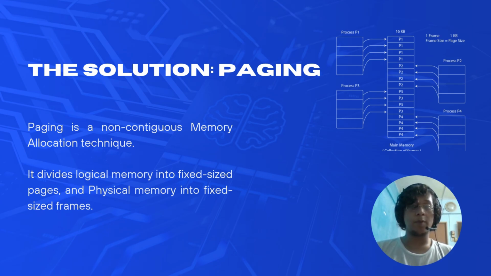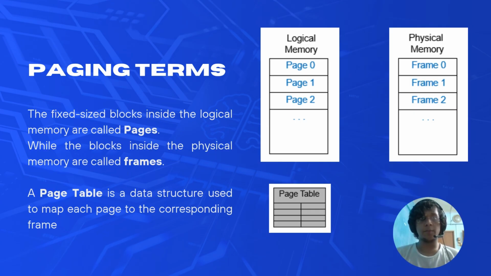This helps the main problem, external fragmentation, because the pages don't need to be stored next to each other, which is non-contiguous. In a paging system, the logical memory, which is the memory seen by the process, is divided into fixed-size blocks called pages. At the same time, the physical memory, RAM, is divided into blocks of the same size, and these blocks are called frames. When a program is running, its pages don't need to be stored in a single continuous space. Instead, a page can be placed into any available frame in RAM.